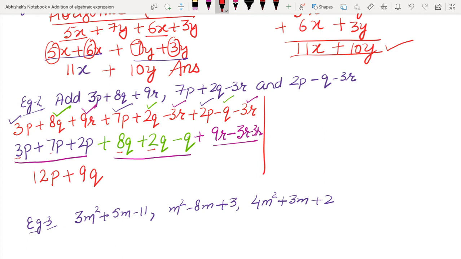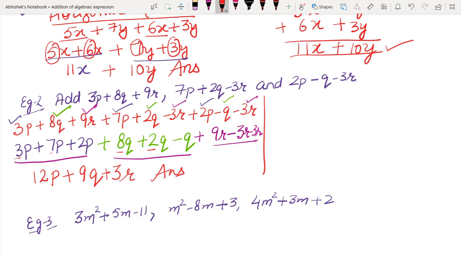Next, r remains as it is. We will just simplify the coefficients. 9 minus 3, 6, 6 minus 3, it is 3r. So just look at the answer. In the final answer, we have all unlike terms. So we will be very careful that in our final answer, we must have all unlike terms.